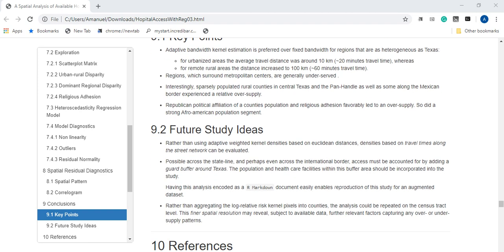Future study ideas. Rather than using the adaptive weighted kernel densities based on Euclidean distance, densities based on the travel time along the street network can be evaluated. Possibly across the state line and perhaps even across the international border, which can be accounted for by adding a buffer around Texas. And having this analysis encoded as an R Markdown document easily enables reproduction of this study for an augmented data set.